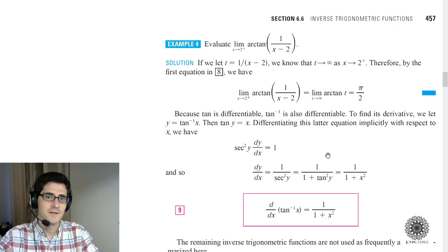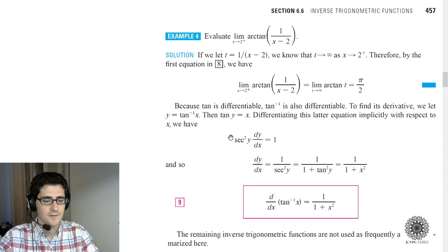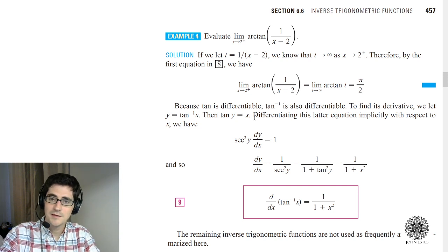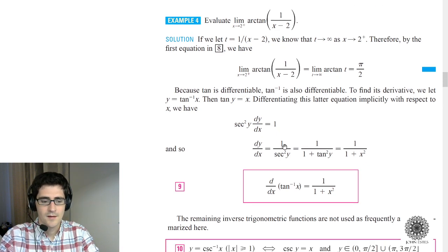Okay, so now we're ready for the tan inverse derivative, and we're going to do it the same way we did the others. So here we're going to let y equal tan inverse x, which means tan y equals x. And now I'm going to do implicit differentiation, taking the derivative of both sides. So the derivative of tangent y is what? Secant squared y, times the derivative of what's inside, which is dy dx. The derivative of x is just 1. So then I get dy dx is 1 over secant squared y.